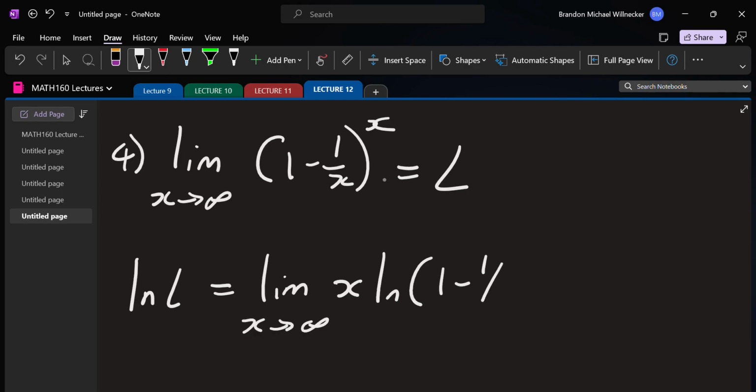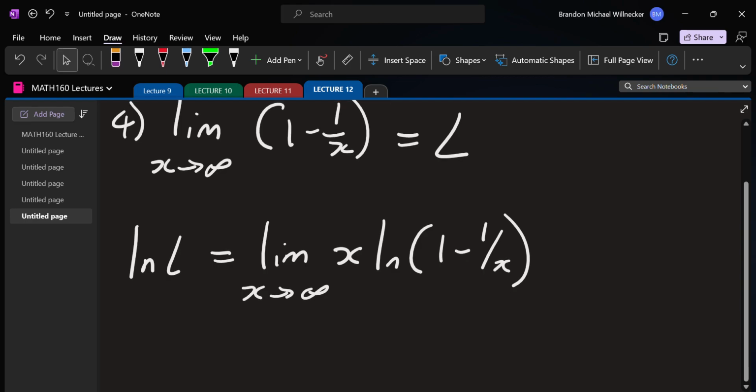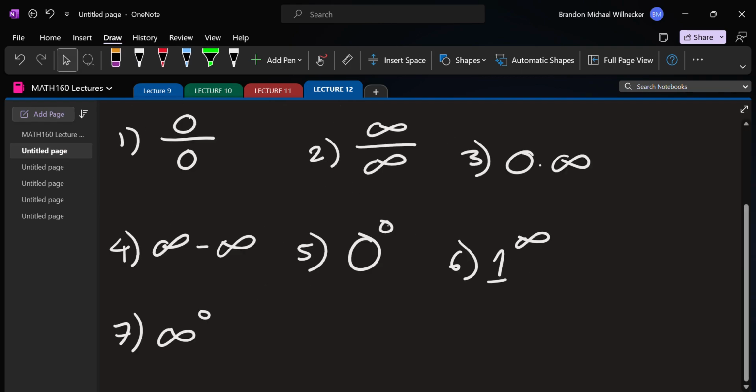Taking the log on both sides, we have the log of L is going to be the limit as x goes to infinity of x ln(1 minus 1 over x). So we've turned the exponentiation into now a product. And products are a lot easier to work with. Let's see what type of indeterminate form we have now. So x is going to infinity, so x in the front there, that's going to be infinite. What about the natural log? The 1 over x is going to go to 0. The natural log of 1 is 0. So we have infinity times 0.